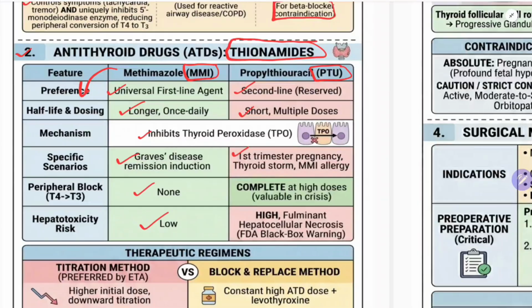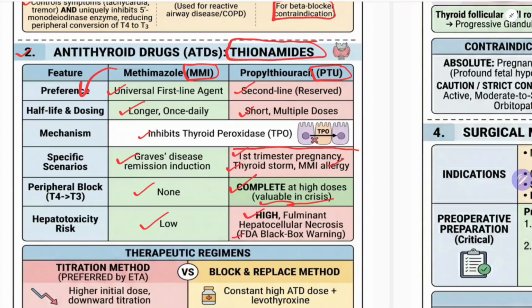So propylthiouracil: in the first trimester of pregnancy, propylthiouracil is the drug of choice, and methimazole is contraindicated. In Thyroid Storm, propylthiouracil is used, and whenever there is methimazole allergy, you can use propylthiouracil. So peripheral blockage is complete with propylthiouracil at high doses. That's why it is useful in Thyroid Storm. But one major drawback is it has a high chance of fulminant hepatocellular necrosis. So this is an FDA black box warning. High chances of hepatotoxicity. You should monitor the liver function tests.